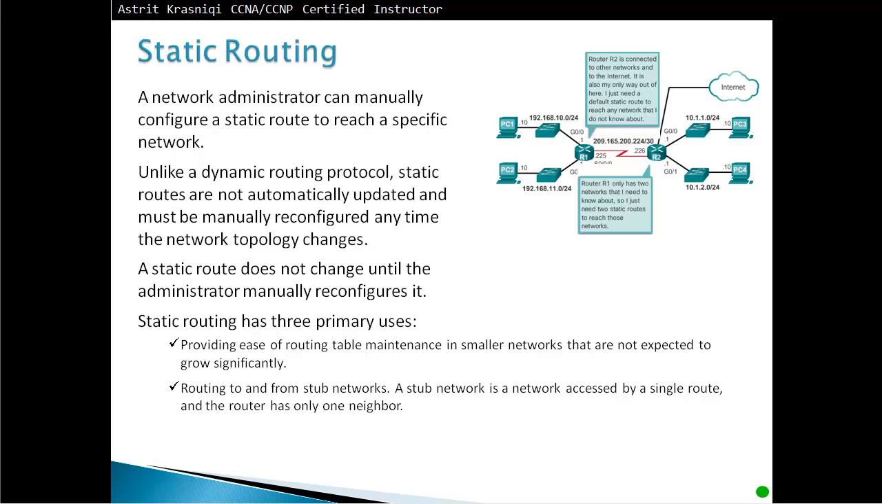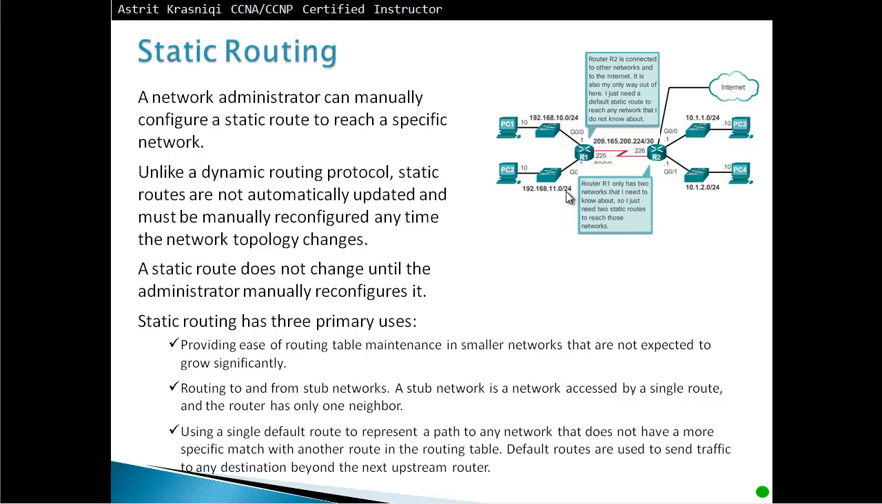A stub network is a network accessed by a single route, and the router has only one neighbor. For example, router 1 is a stub network. It has only a single route to network 192.168.10 and another route towards 192.168.11. So router 2 can create two static routes to those two networks.